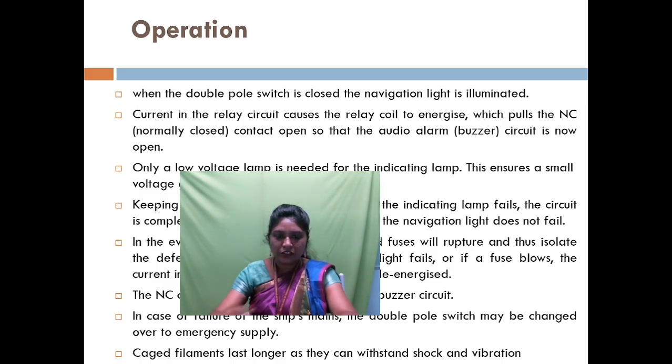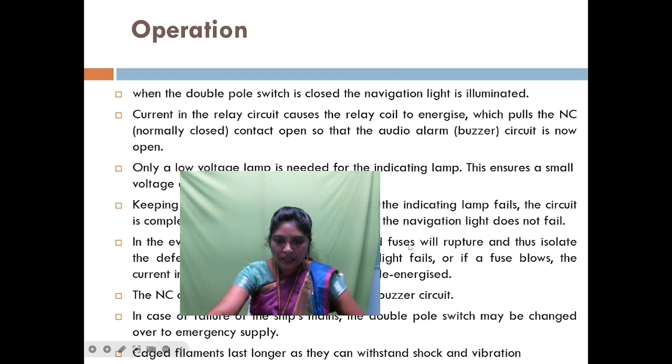In the event of a short circuit, the dedicated fuses will rupture. So it will isolate the defective lamp. If the navigation light fails, a fuse will blow and the current in the circuit stops, and then the relay gets de-energized. If the relay gets de-energized, the normally closed contact switch springs back to activate the buzzer circuit.